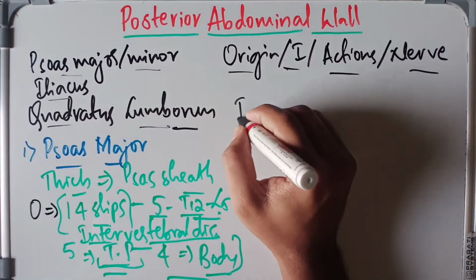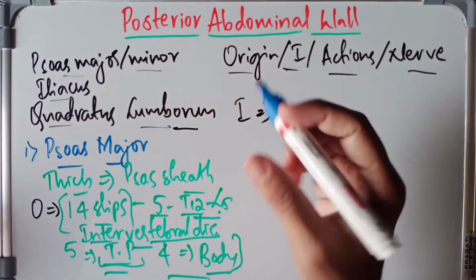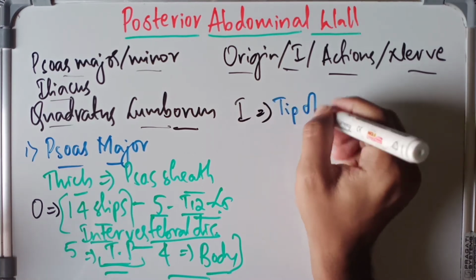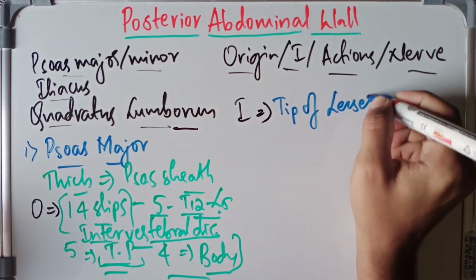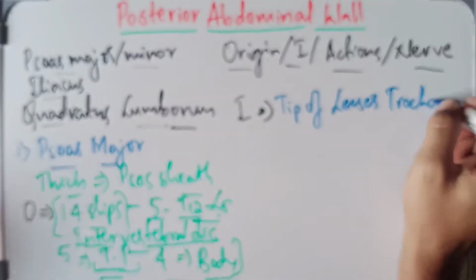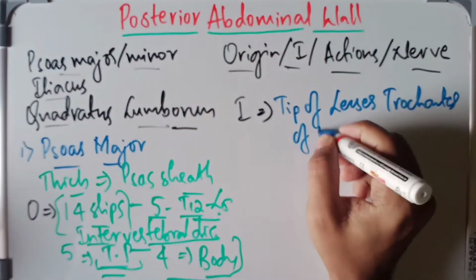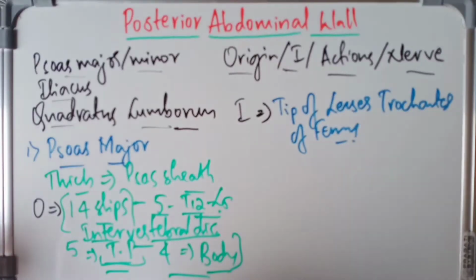So what about its insertion? It is inserted into the tip of the lesser trochanter of the femur. So that is where the insertion of the psoas major lies.